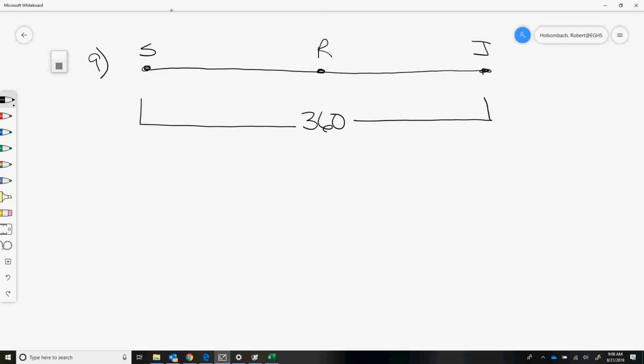Now, they say that Roseburg's in the middle. So that's where you take your red marker. You put a mark right here and here. That means S to R is the same distance as R to J. So how far is it from R to J if those two distances are the same? 360 divided by 2, right? Which is 180. So this is 180 miles right here, and this is 180.